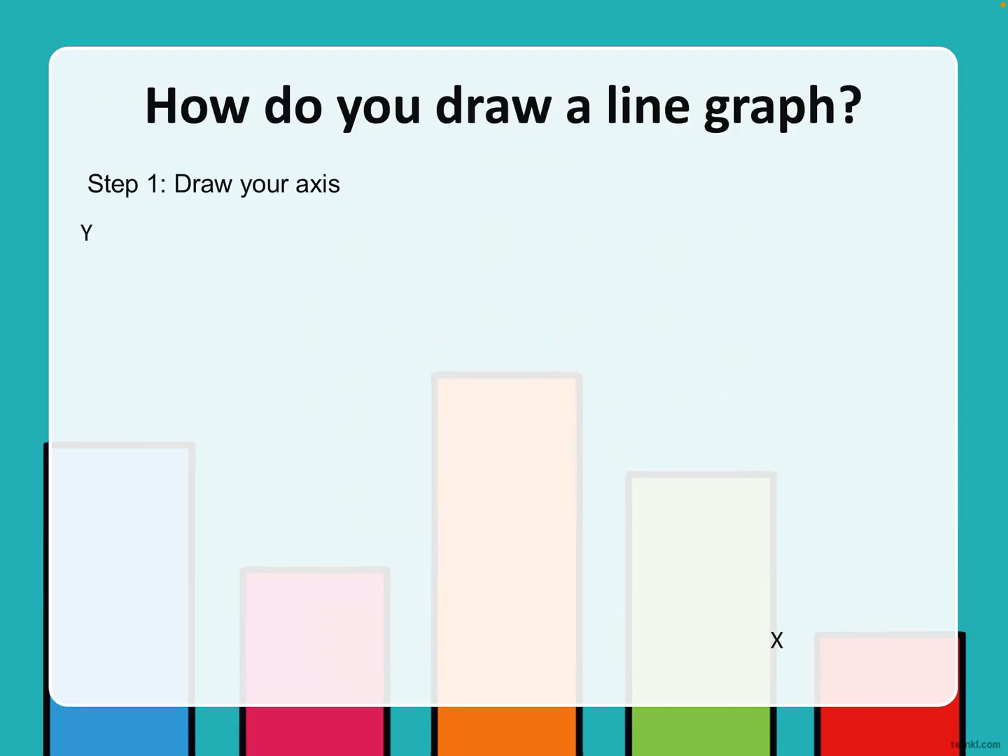So let's learn how to draw a line graph. Well, your first step is to draw the axes. We call this one the y-axis and this one the x-axis. You must use a ruler if you're doing it on paper, because it can be very messy if you try to draw the line without a ruler.